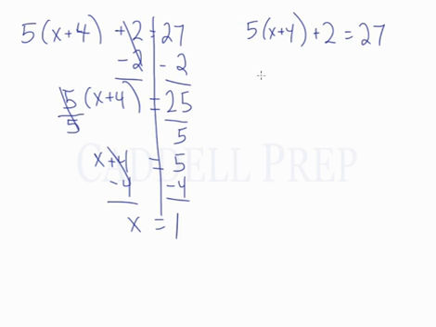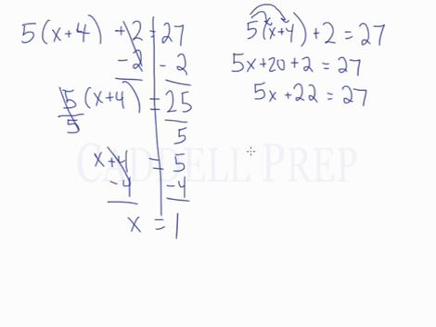The other method would be to simplify this as much as we can first. So what I'm going to do is distribute this 5 into here. So 5 times x would be 5x. 5 times 4 is 20. Notice I'm not distributing the 5 to the 2, only to what's in the parentheses. So we just have plus 2 equals 27. Now simplify some more. We have to combine like terms. So the 20 and the 2 combine. So we have 5x plus 22 equals 27.